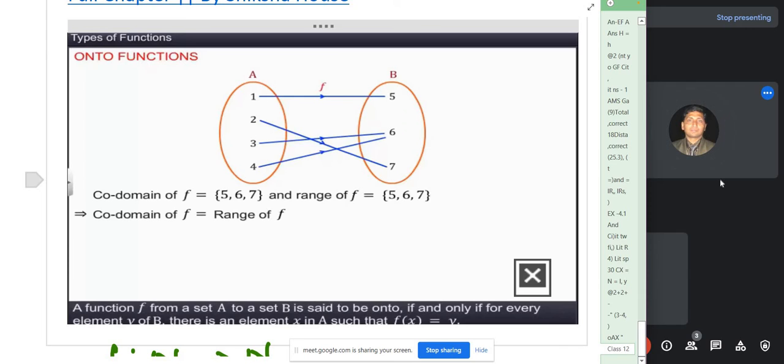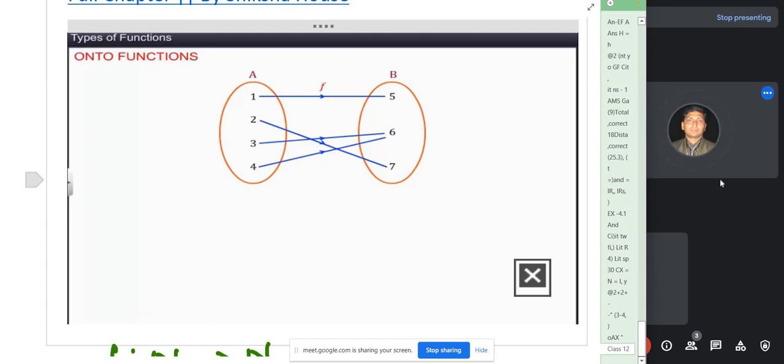A function f from a set A to a set B is said to be onto if and only if for every element y of B there is an element x in A such that f of x is equal to y.